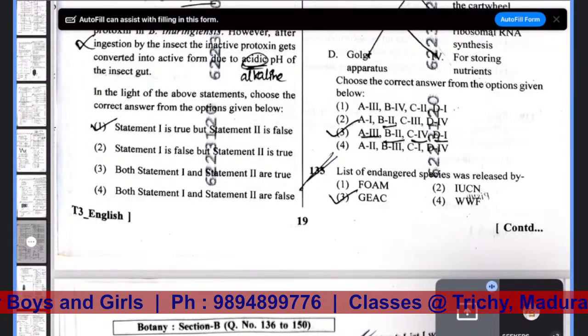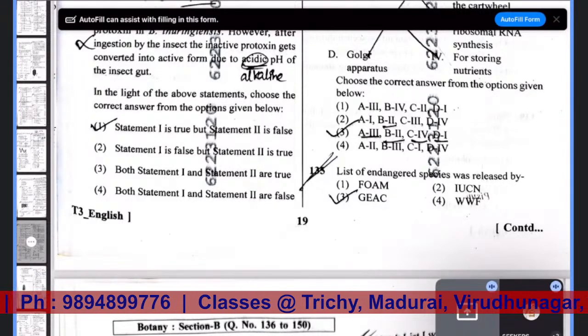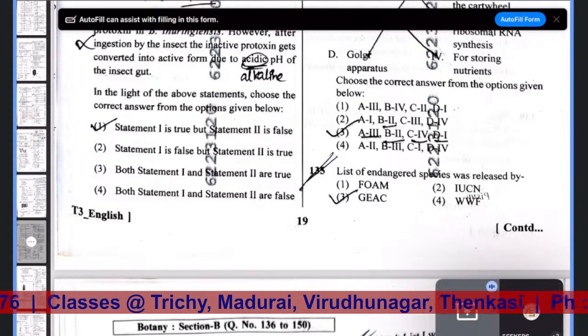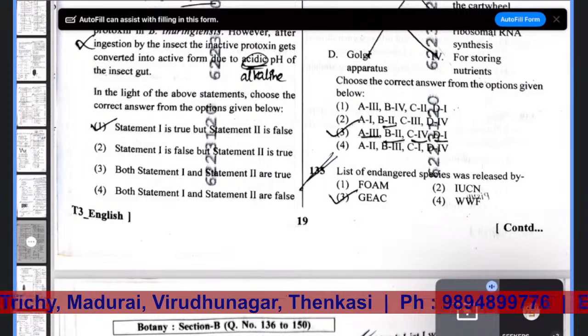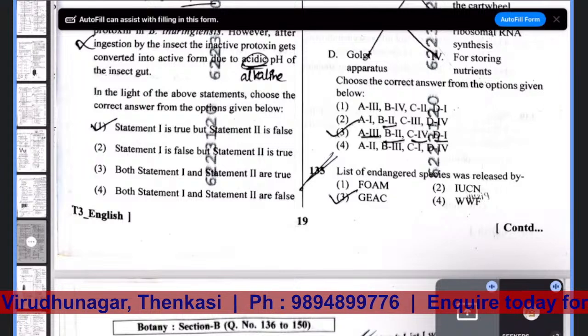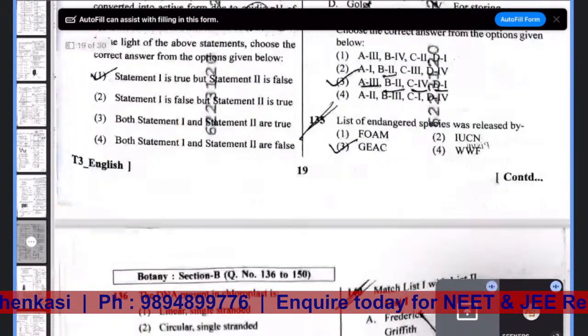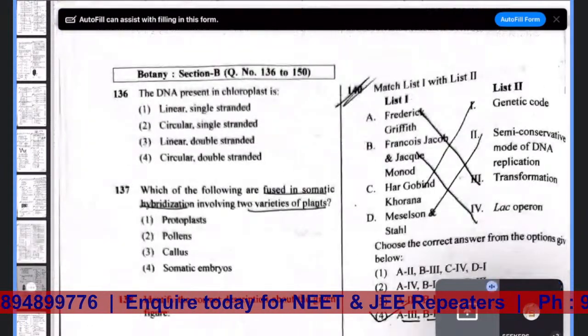IUCN is the union for conservation of nature and natural resources. They are in charge of maintaining this Red Data Book. It is not GEAC. For question number 135, option 2 is the right answer. Then question number 136. Now we are going to botany section B.